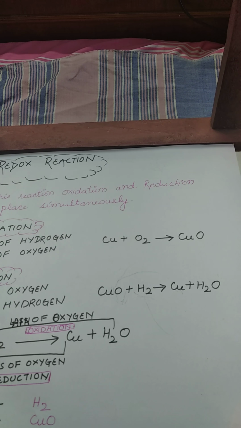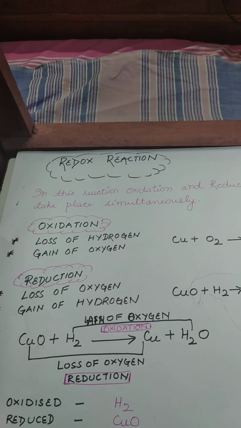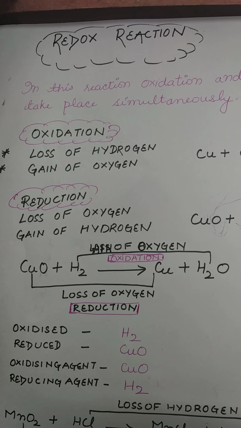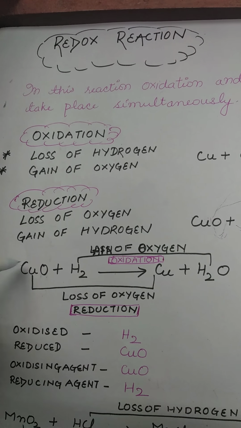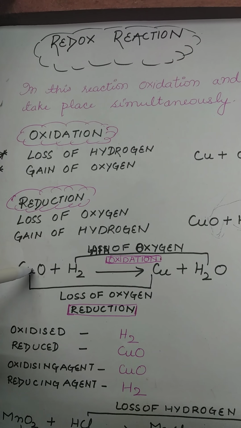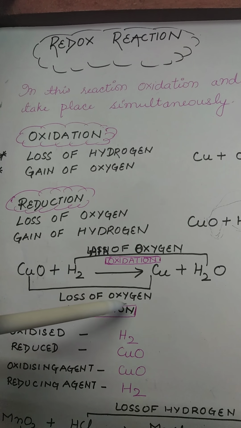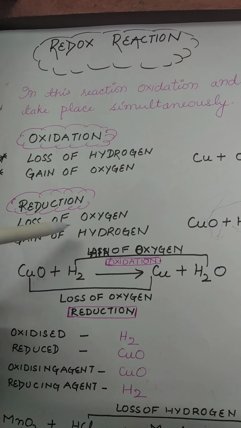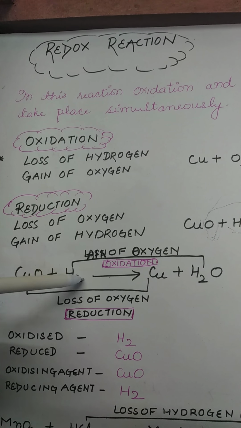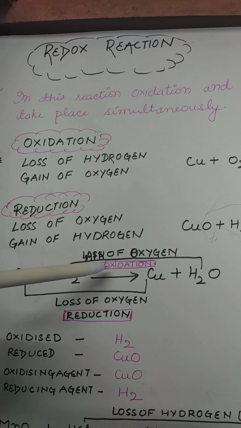Now let us consider a redox reaction in detail. See, we will consider this reaction. CuO plus H2 gives Cu plus H2O. Here you can see that CuO changes to Cu. So loss of oxygen occurs. This is known as reduction. And in case of H2, H2 changes to H2O. So in H2, there is addition of oxygen in product. So there is gain of oxygen, that means oxidation occurs.